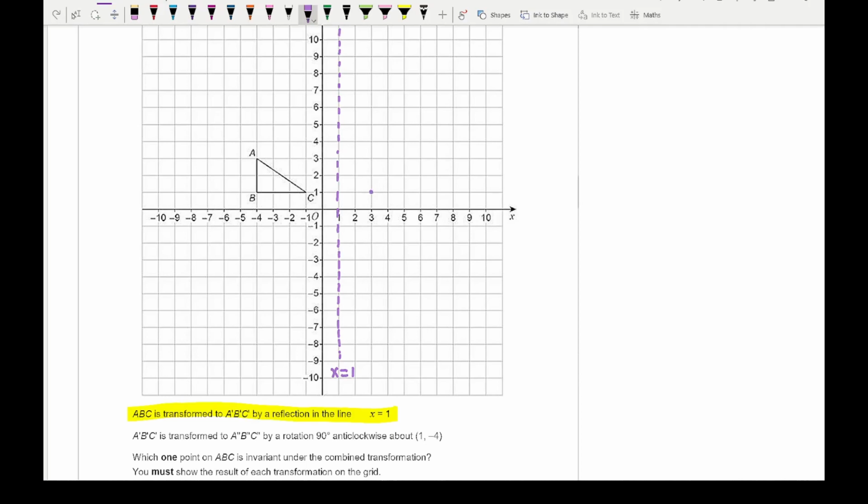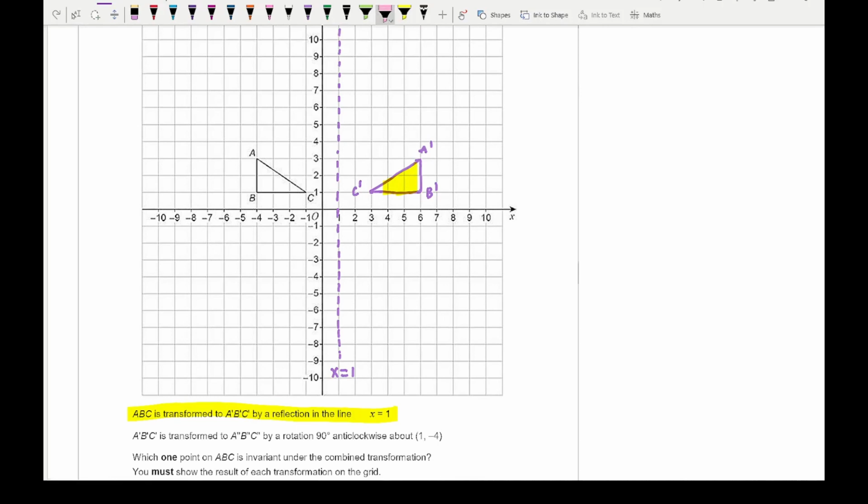So if I just draw, and again, you should be using a ruler, but it does take a while on the computer, so I'm just going to sketch it here. So this is going to be C', that's going to be A', and that's going to be B'. So that's the first transformation done. And let me just colour it in so you can see that that is the one that we've done.